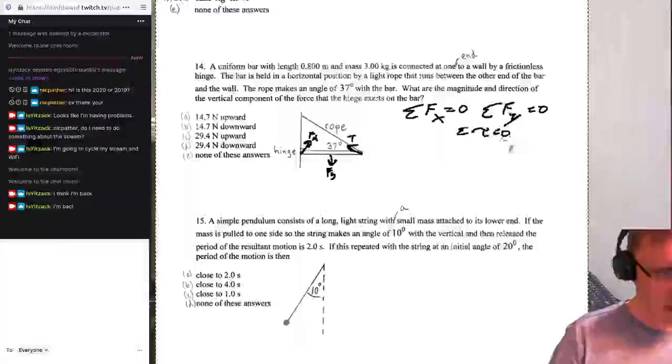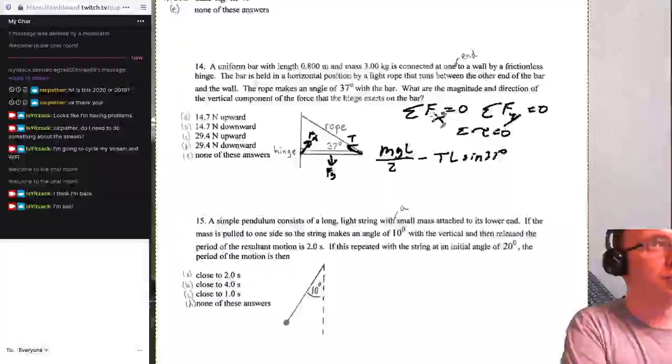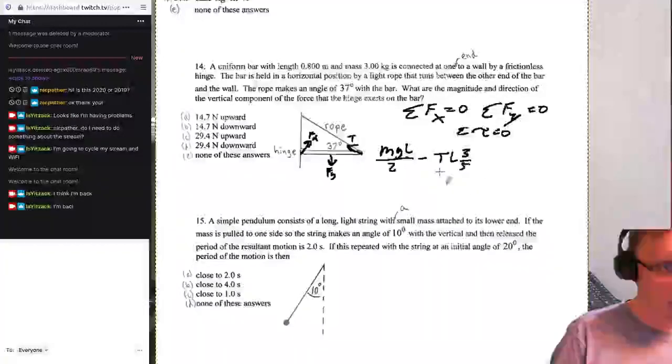I think we will start with the sum of torques being zero. So we'll put the torque at the pivot, so this becomes zero, don't care about that. So I end up with mg half L minus T L sine of 37 degrees. This torque is all the way at the end. But sine of 37 degrees is going to be 3/5, so replace it with 3/5. This is equal to 0, therefore the L's cancel each other. And then we find tension. Tension is equal to 5/6 mg.